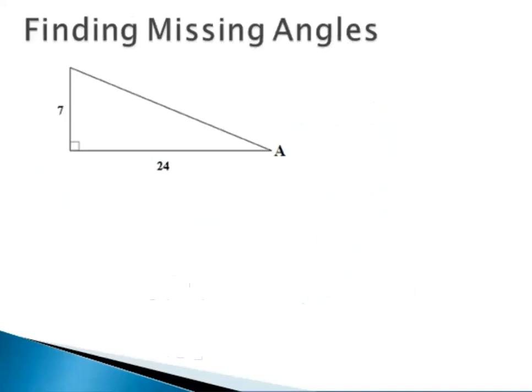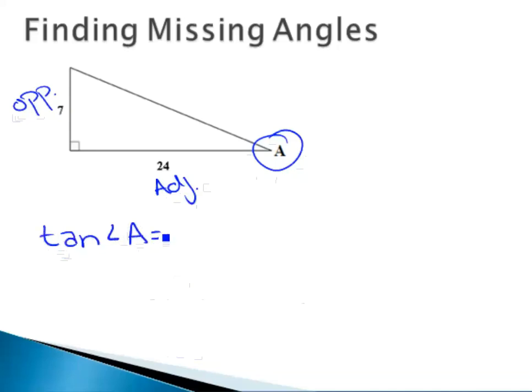We can also use trig to find missing angle measurements. We start out the same way. We are looking for angle A. So everything that I label is going to be in relationship to that angle. 24 is next to it. Next to is adjacent. 7 is across from it. That's opposite. Opposite and adjacent tells us to use the tangent ratio. So tangent of angle A is going to equal the opposite, which is 7, over the adjacent, which is 24.